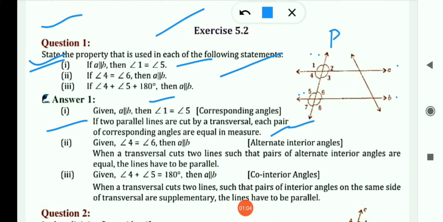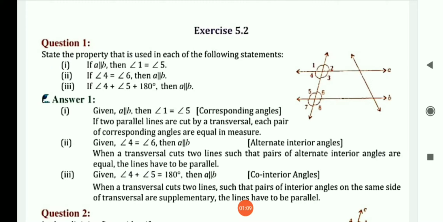measure. Okay. Now the second one: if angle 4 is equal to angle 6, then A and B are parallel. Why? Because angle 4 and angle 6 are alternate interior angles. When a transversal cuts two lines such that a pair of alternate interior angles are equal, then the lines have to be parallel. So both the lines are parallel.